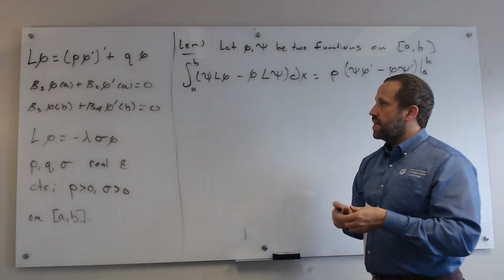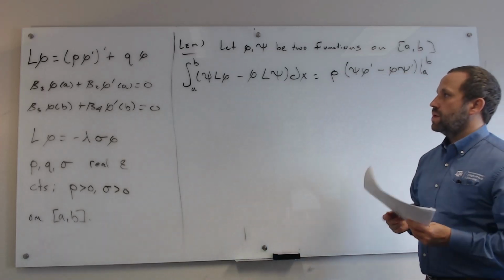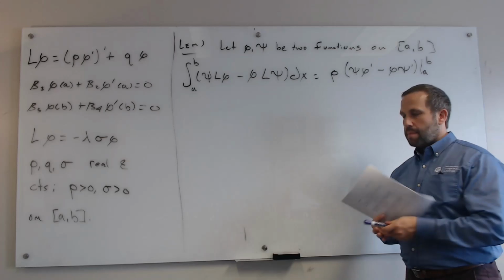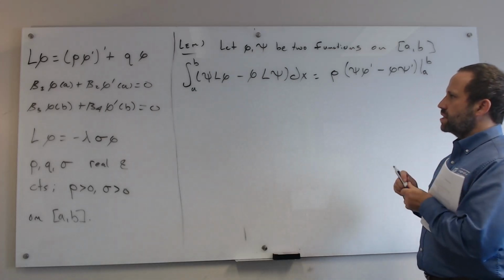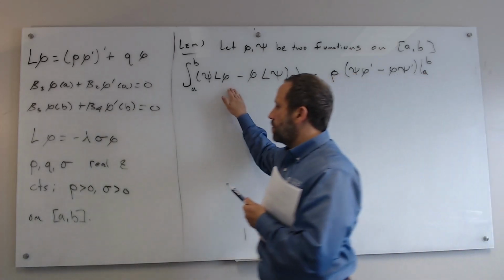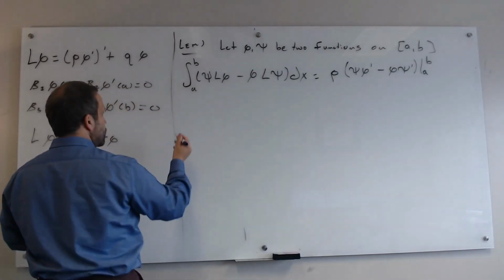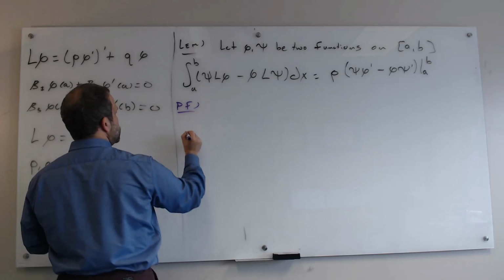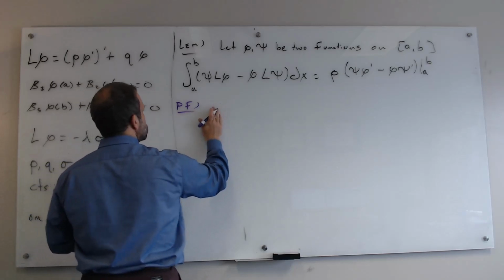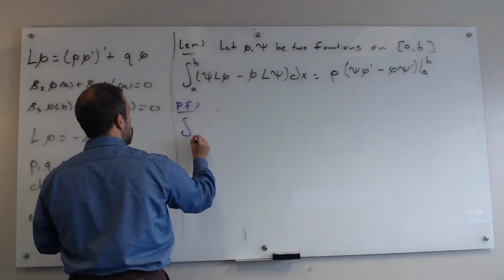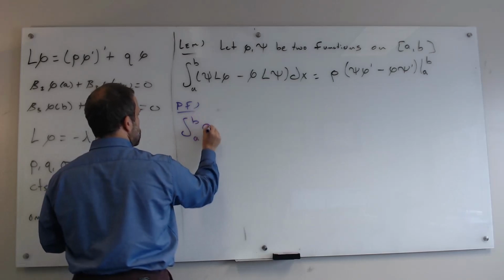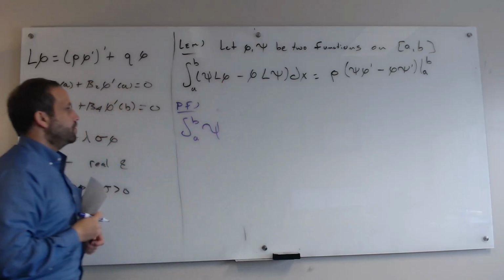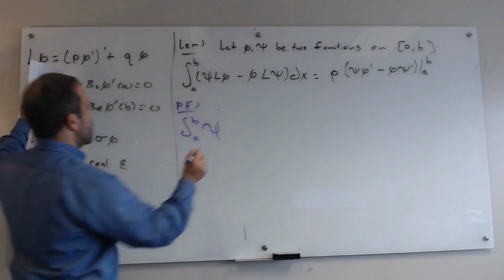Well, all we're doing to prove this is just going to be some integration by parts. And I'm basically only going to prove the formula, and you'll see what I'm going to do here. So this is sort of the proof. All of this is an application of integration by parts. So I'm going to look at the integral from a to b of psi times L phi. Well, what is L phi? I'm going to look up here.